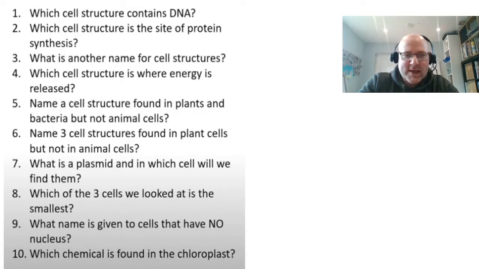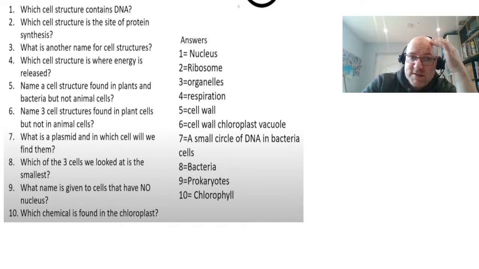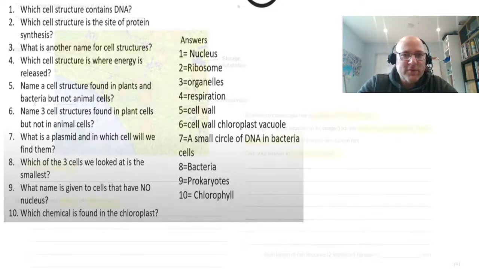Okay, let's zing on. So these are the answers. Unless, it's always possible that I've put the wrong answer somewhere. No, they look all right. Chloroplast, cell wall, vacuole, 3 things found in a plant. Small circle of DNA in bacteria cells is a plasmid. Bacteria is the smallest. Prokaryotes are things that have no nucleus, or bacteria. And chlorophyll is the green chemical. Coolio. Right, let's move on.